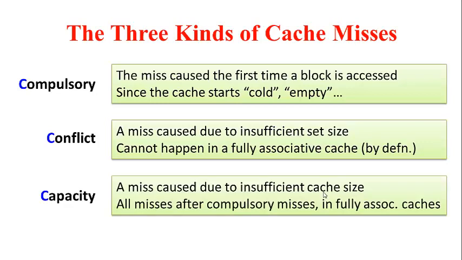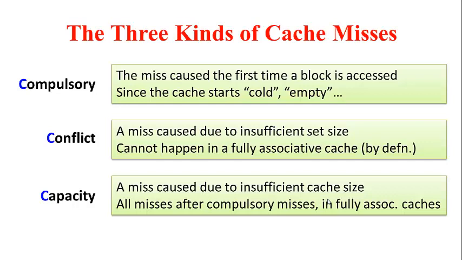The third kind of miss is known as a capacity miss. This is caused because of insufficient cache size. By definition, capacity misses are those non-compulsory misses which will happen in a fully associative cache. These are the only three kinds of misses which are possible in a cache, and these are called the three C's because each of the types begins with the letter C.